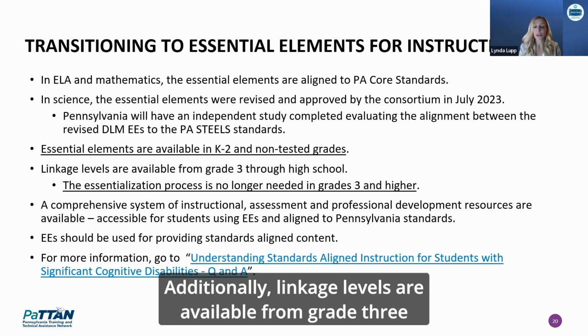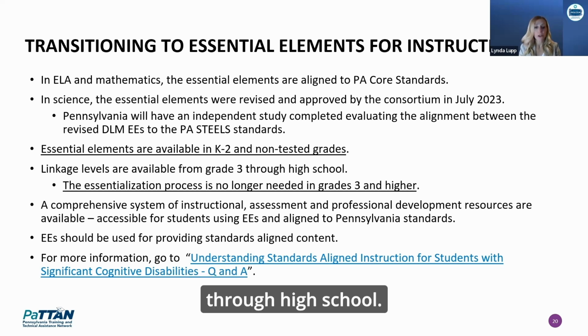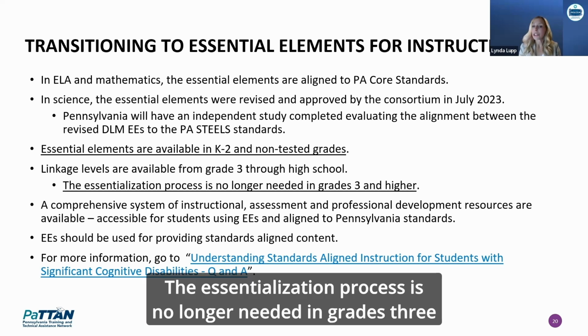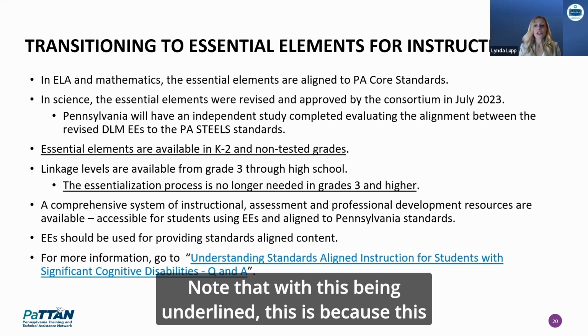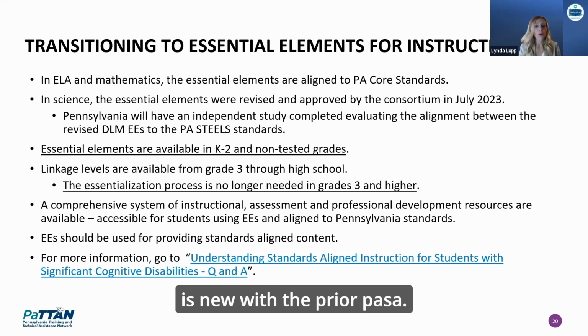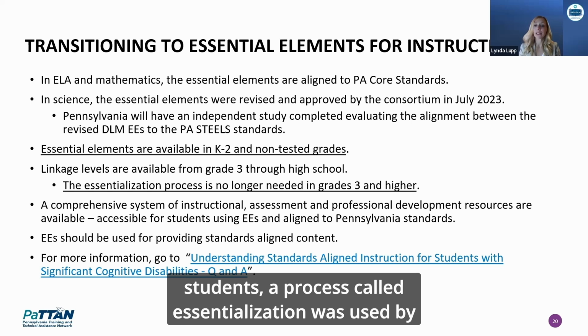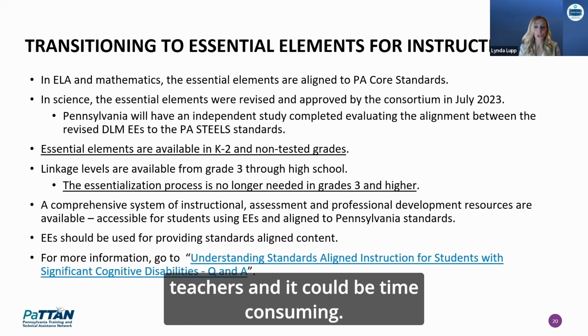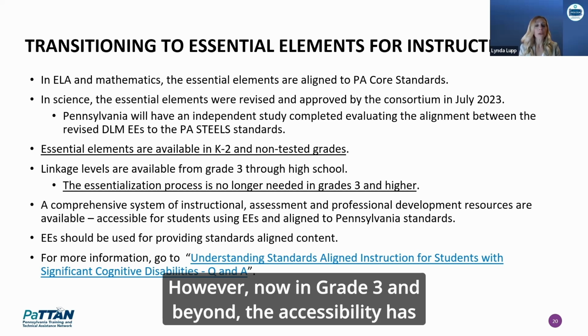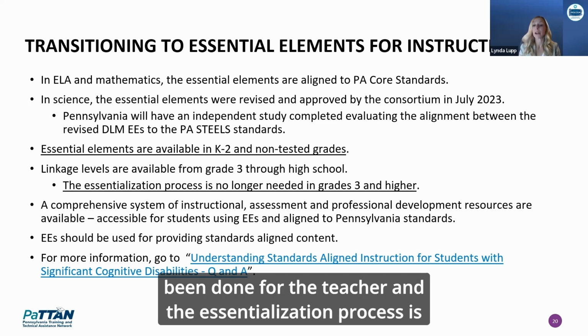Additionally, linkage levels are available from grade 3 through high school. The essentialization process is no longer needed in grades 3 and higher. Note that with this being underlined, this is because this is new. With the prior PASA, in order to further reduce the content in order to reach more students, a process called essentialization was used by teachers, and it could be time-consuming. However, now in grade 3 and beyond, the accessibility has been done for the teacher, and the essentialization process is no longer needed.